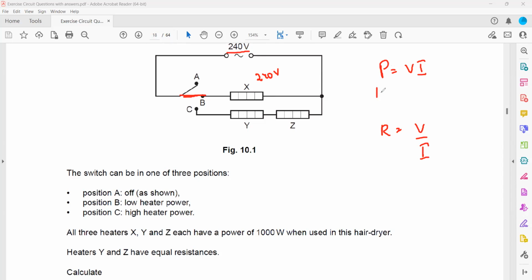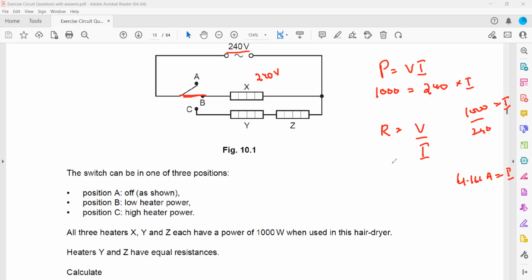P is the power of the heater, which is 1000. V is the voltage, which is 240, and I is the current. First, we'll find the current. So it will be 1000 divided by 240. What is the answer? 1000 divided by 240? 4.166. So we have the current, that is 4.166 ampere.